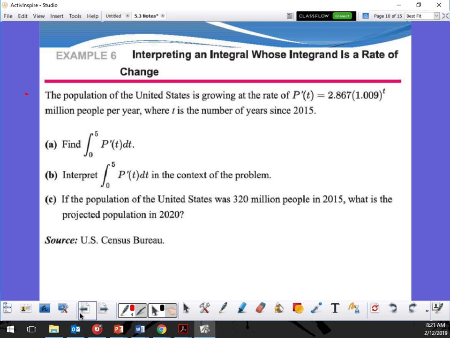Let's take a look at the next one. Interpret in context of the problem. That's what we just did. Since P prime is the rate of change of population in millions per year, with t in years, it means the population is projected to increase that amount in that time period, total population from 2015 to 2020. Part C: if the population of the United States was 320 million in 2015, what is the projected population in 2020? 334.661 million. Now give me the whole thing. Now try it again. So it's what? 334.661.